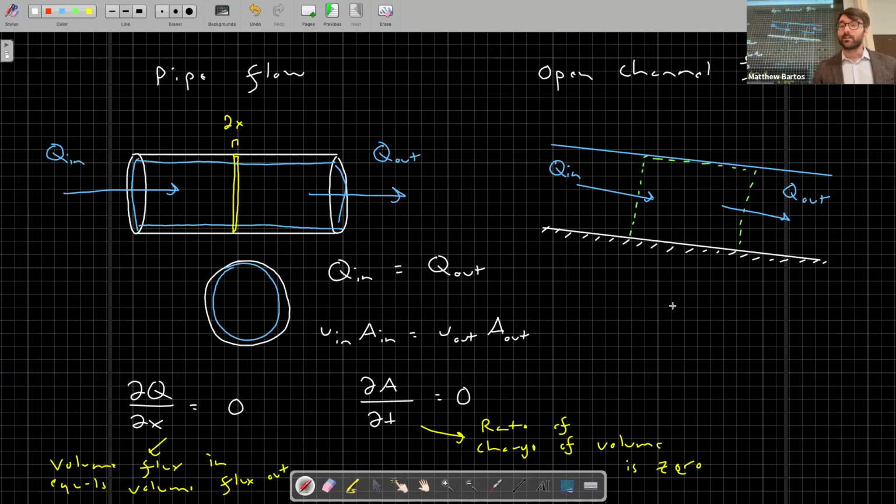We also can take a look at the cross-section of this open channel. So let's say we have a trapezoidal channel like we showed on the slides earlier. So this is what our cross-section will look like. Here's the channel bottom and sides. And then we may have some water level in the channel.